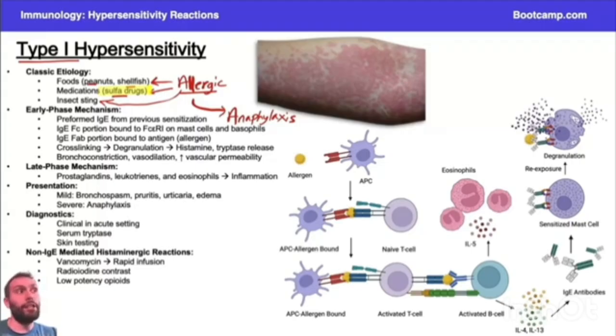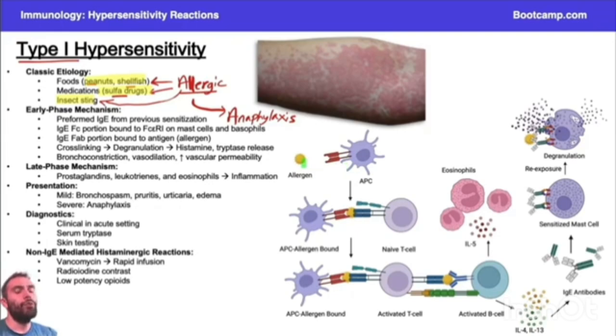That's not to say that you can't get certain other types of hypersensitivity reactions with sulfa drugs, but the classic one, when in doubt, is going to be the type 1 hypersensitivity. And then insect stings, certain foods, very, very classic for causing these allergic reactions, these type 1 hypersensitivities. So what exactly is happening when you have a type 1 hypersensitivity reaction? Let's go through that really quickly.